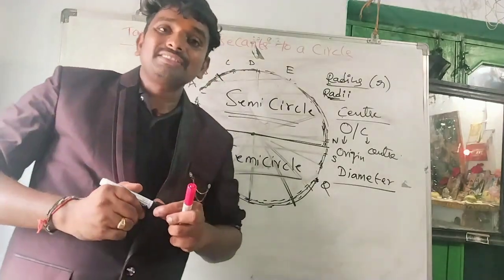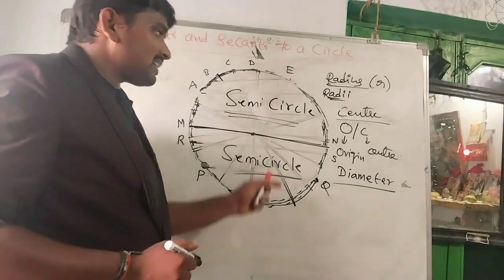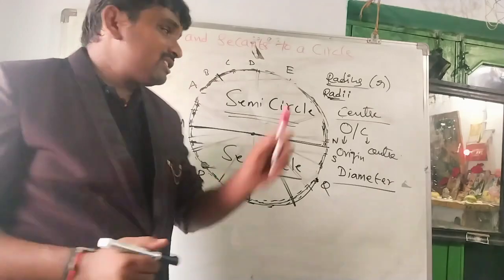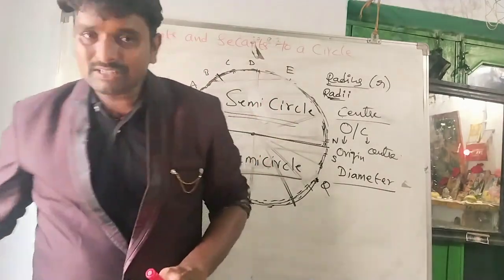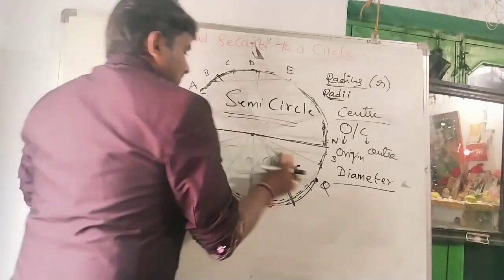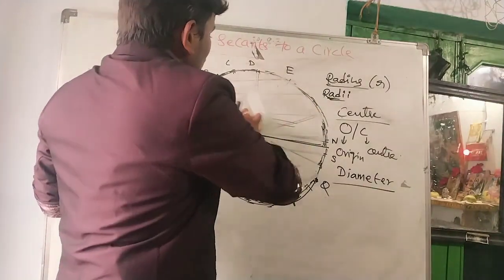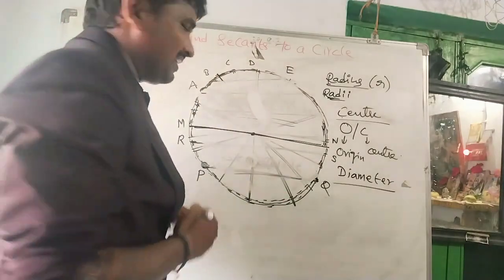Okay, these two semicircles are congruent. These two semicircles are equal, with the same shape and same size. Okay, this is about semicircle. And next, we have two more definitions. If we learn those two definitions, the circle definitions and properties will be over.